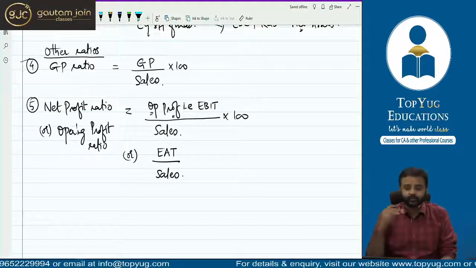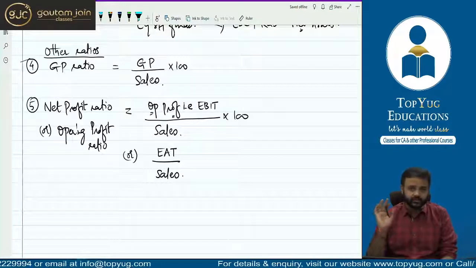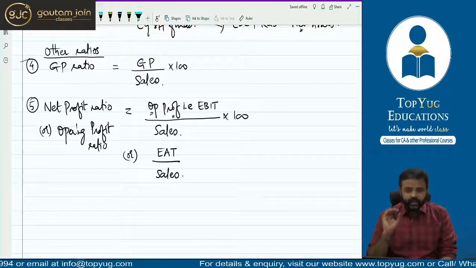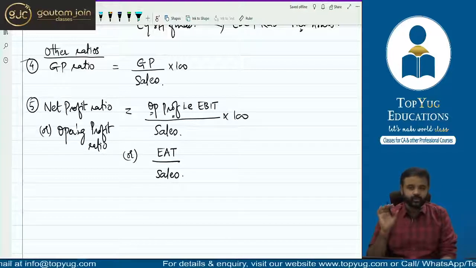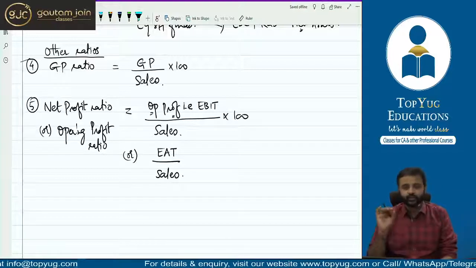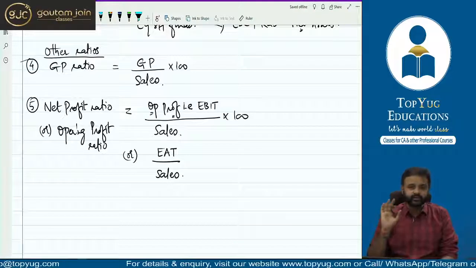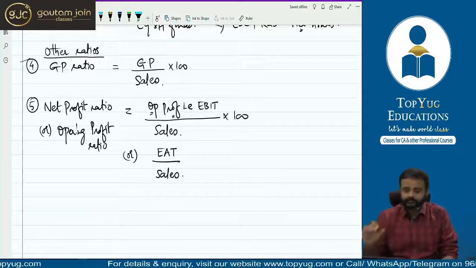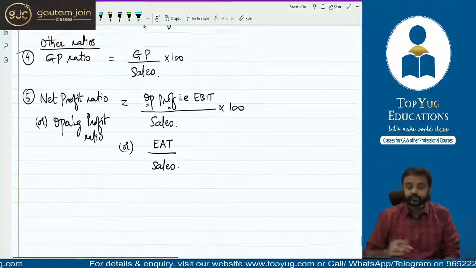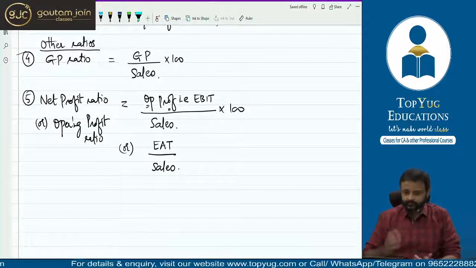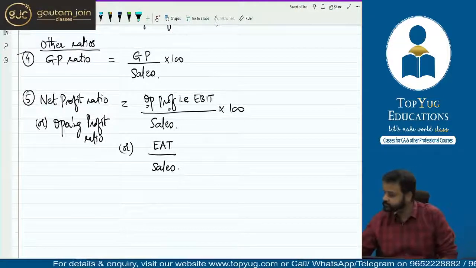So you can write the formula and leave. Don't calculate for that also. If you have time, I'm repeating again, if you have information, calculate both. But if information is there but time is not there, then solve one. If you want, you can write the other formula, that's it, but don't solve it. Okay, right, sir. So net profit ratio, that is operating profit ratio. Now next one.